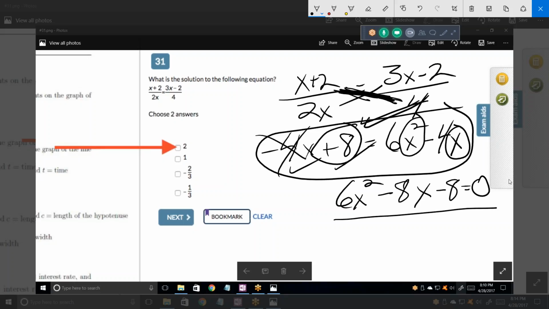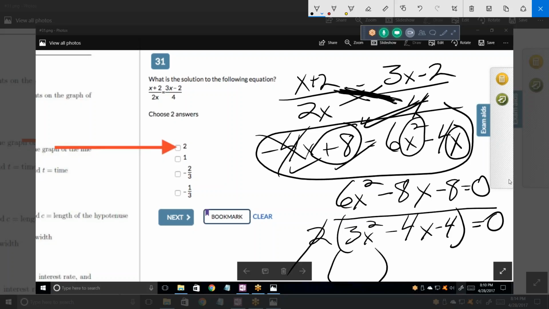Well, I can take a 2 out, right? Because I can divide each term by 2. Now, notice I can divide both sides of this equation by 2, and the 2 disappears, because 0 divided by 2 is still 0. So now, all I have to do is factor this simpler quadratic.